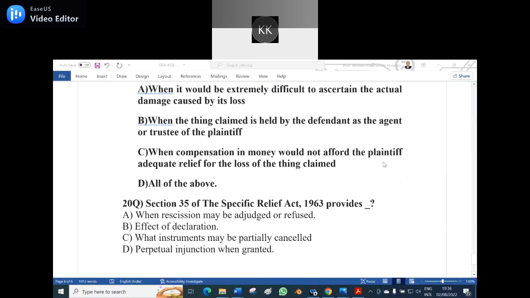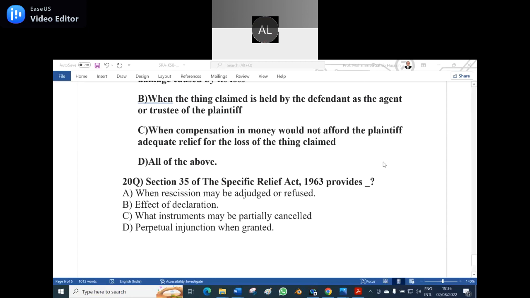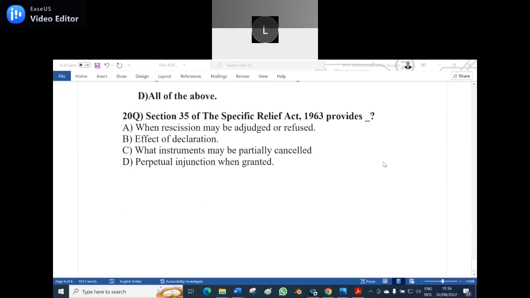Now, the fifth question. Section 35 of the Specific Relief Act provides: option A, when rescission may be adjudged or refused. Option B, effect of declaration. Option C, what instruments may be partially cancelled. Option D, perpetual injunction when granted. Option B, effect of declaration, is the right answer.